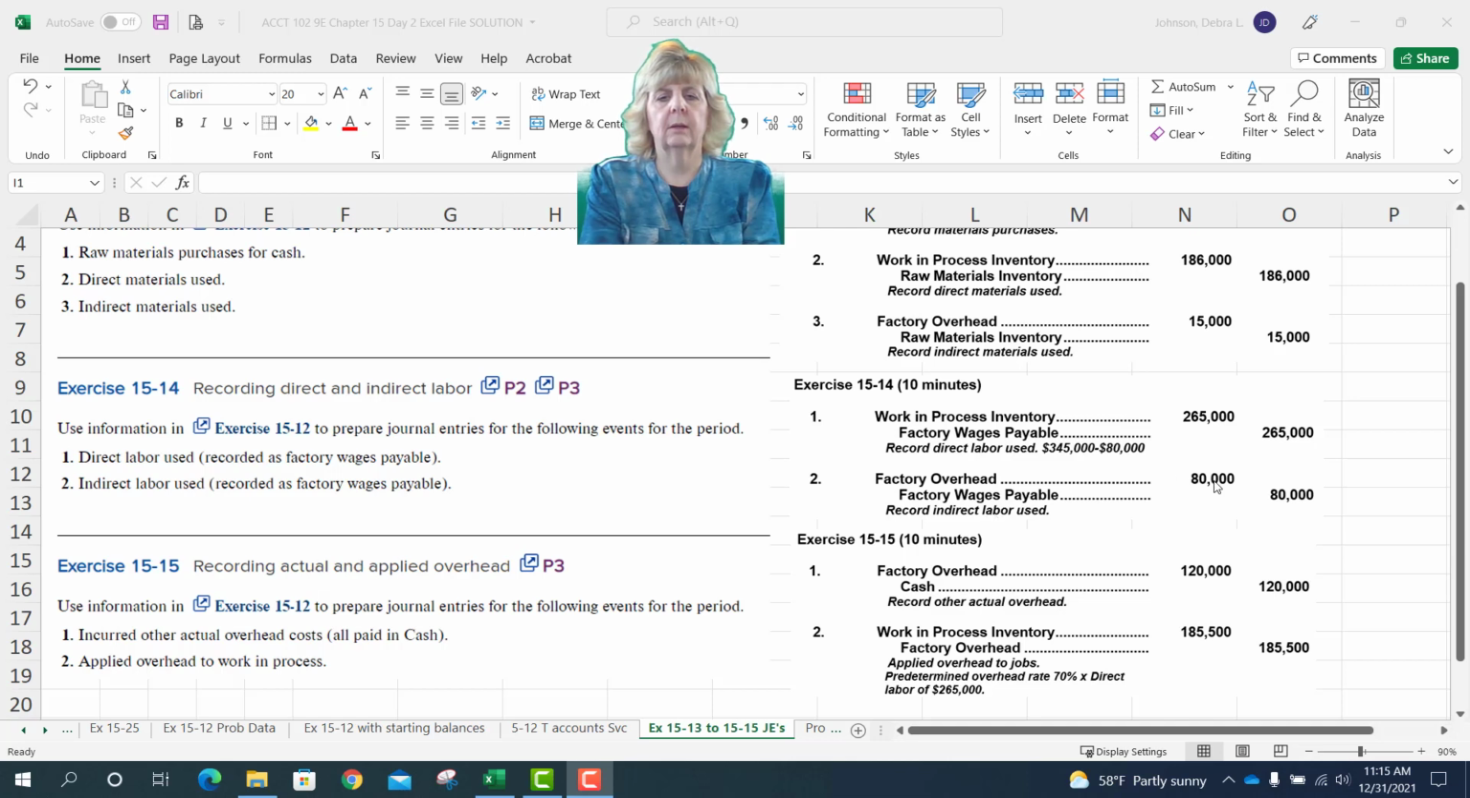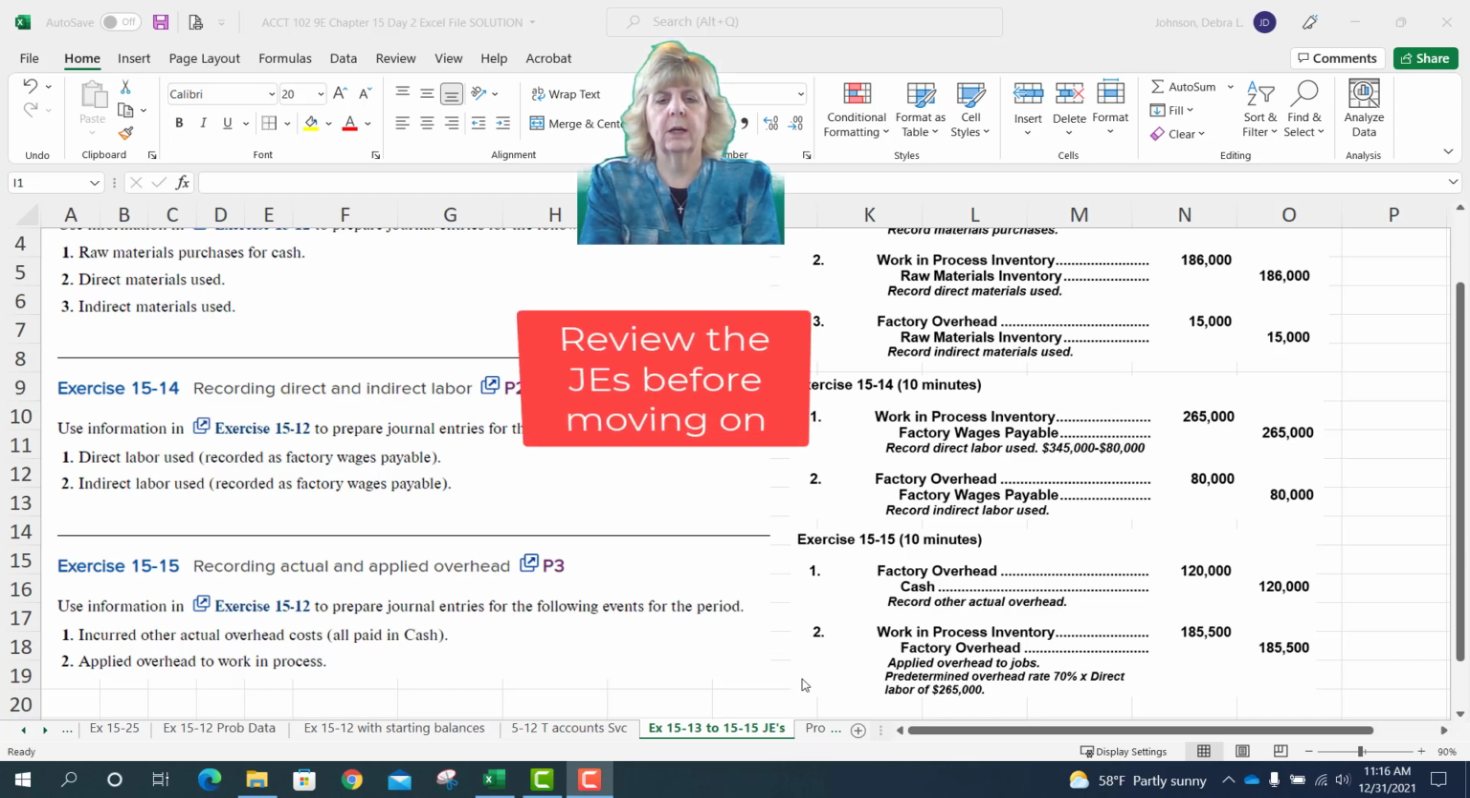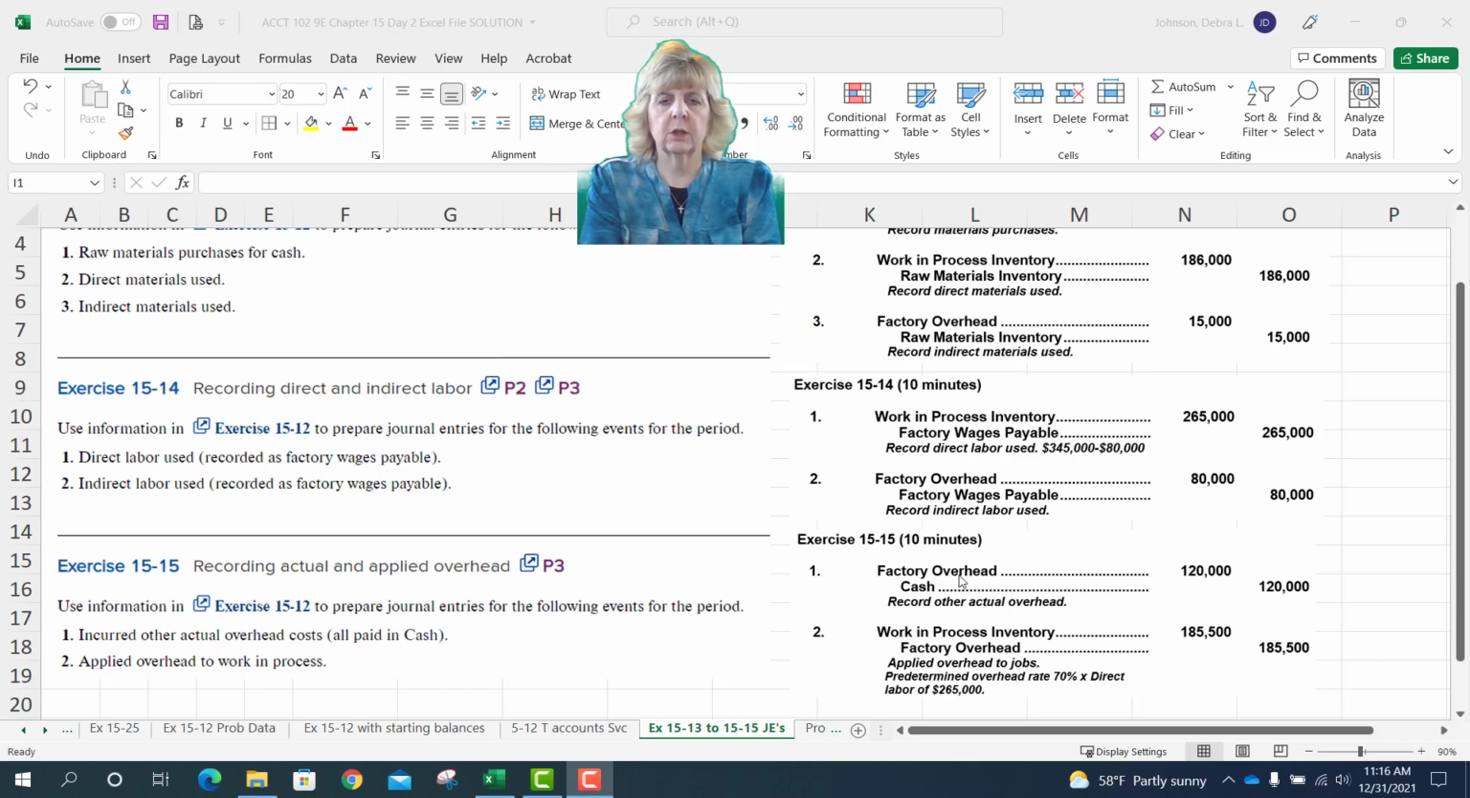The third journal entry relates to the overhead. They show the other overhead costs that were incurred. And the last one is the applied overhead, relieving the factory overhead account and charging the 70% of direct labor to the WIP account. Give those items a review, and if you have any questions, go back and review that part of the chapter. Again, the journal entries will be a normal result of you understanding how the T accounts work. Let's move on to our next one.